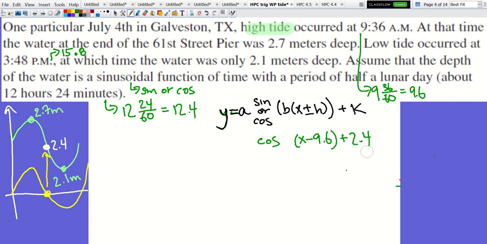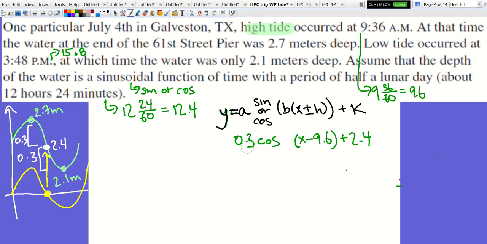Now A right here, you can think of it as the height or amplitude, and that is going to be this right here. This is going to be 0.3. You can also think about it like this. This is also 0.3 here. However you want to analyze it, from middle to top or middle to bottom, it gives you the same thing. So A is going to be 0.3.